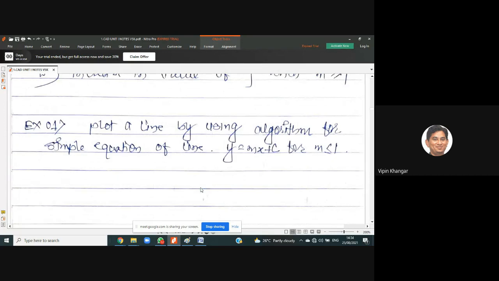Now let's have one numerical. Okay, so plot a line by using algorithm for simple equation of line. Now whenever the numericals or the problems are being given, you need to understand what exactly is being asked here. It is being asked that by using the simple equation of line. So if it is mentioned simple, only then you can just use this. Otherwise, it will depend whether to use DDA or Bresenham algorithm. Okay, next.